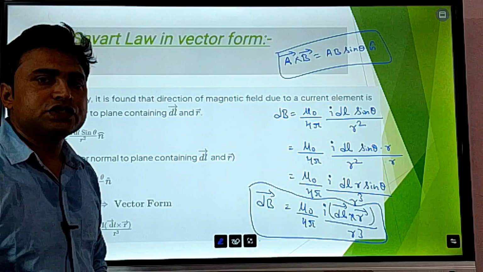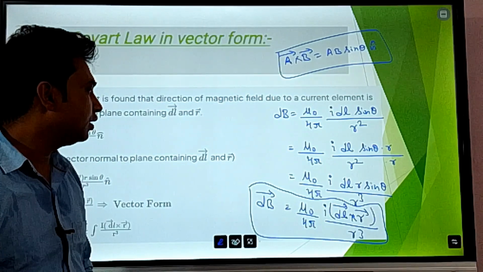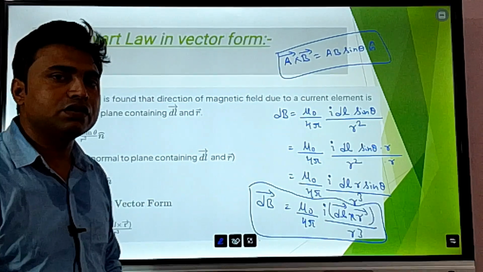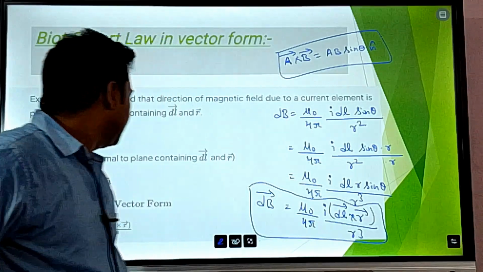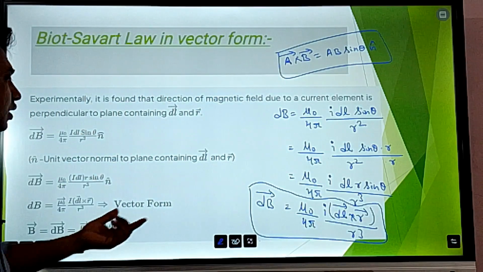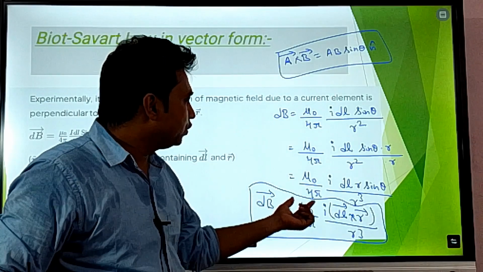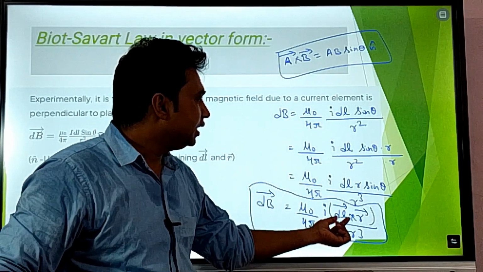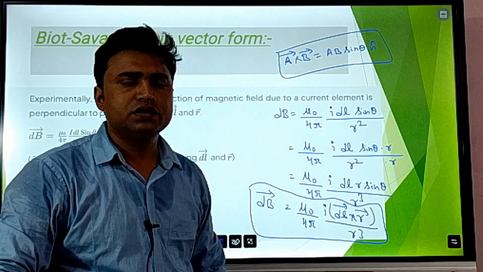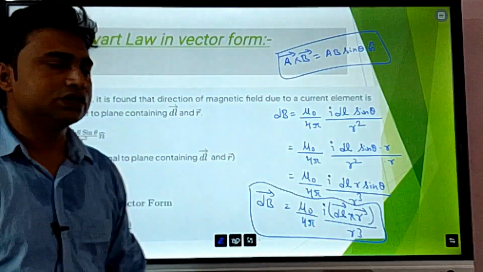This is the expression for the magnetic field given by the Biot-Savart law in vector form. That is dB equals mu naught by 4 pi I dl cross r by r cube. This is in the vector form.